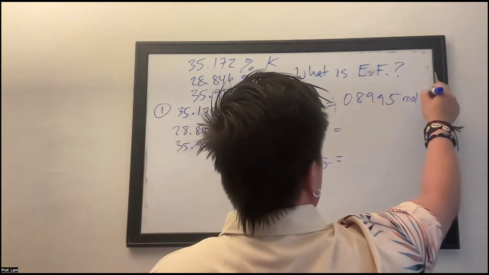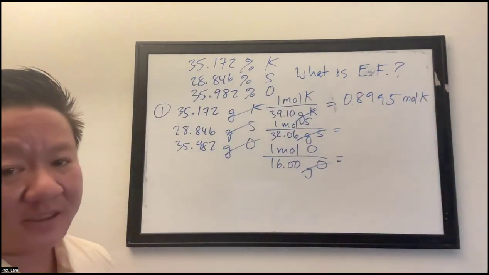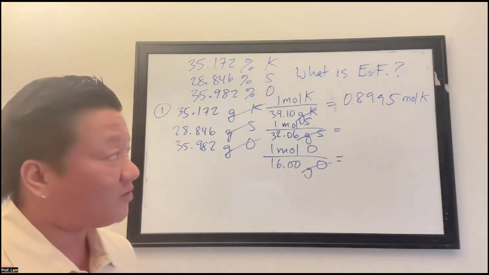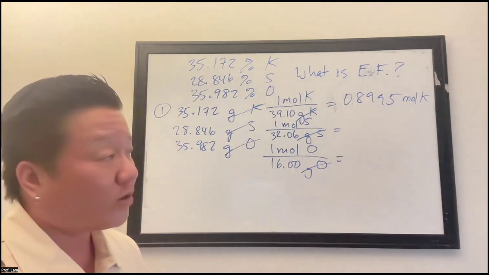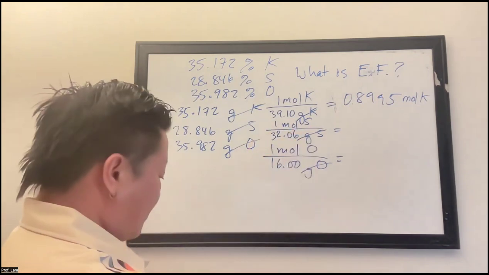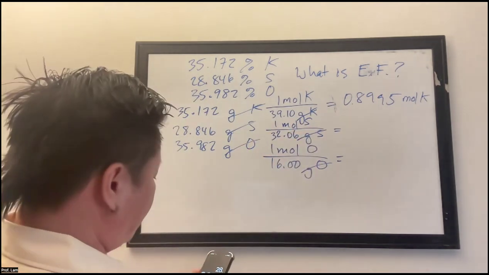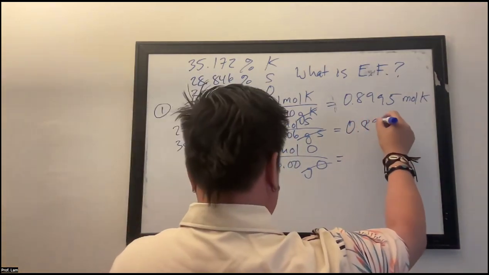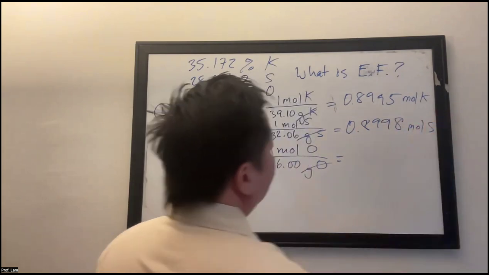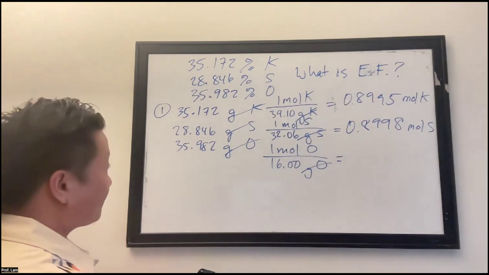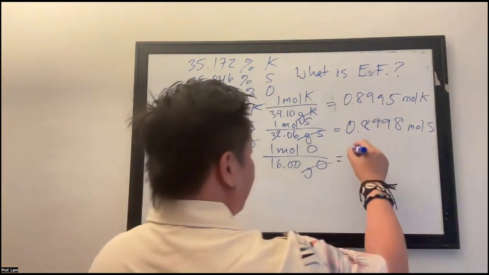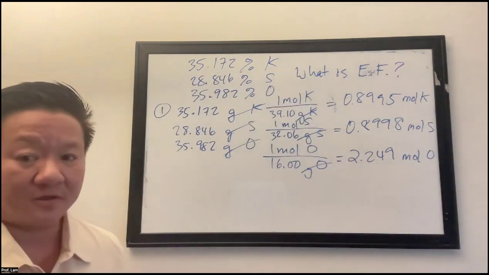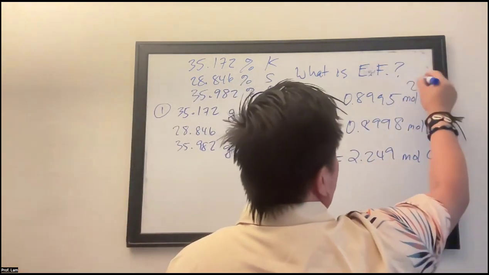I get 0.8995 moles of potassium. Now, here's a tip. At this point, I would keep at least 4 sig figs. Do not round too much. In these types of problems, if you round too much, you're going to get the answer wrong. You want at least 4 sig figs. So don't round too much. Okay, for this next calculation, I get 0.8998 moles of sulfur. And this last one, 2.249 moles of oxygen.